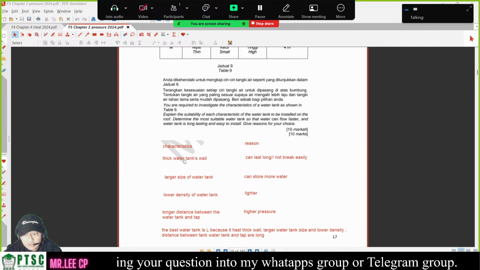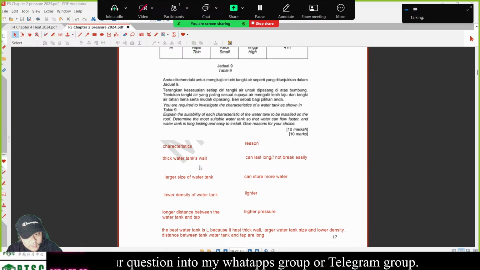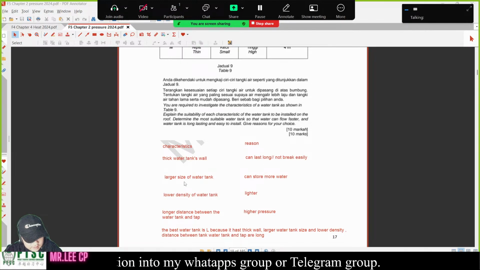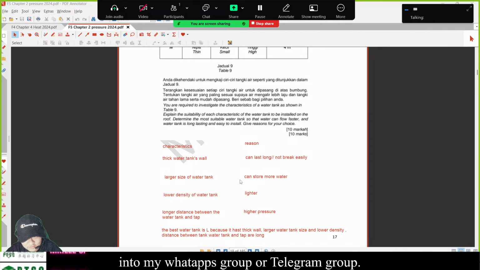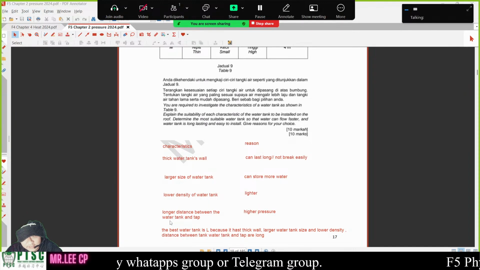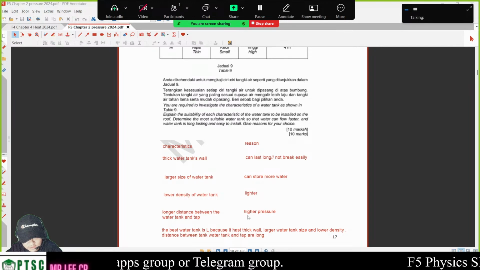So right, write it. Thicker, why? Can last long, not break easily. Large size of the water tank, can store more water. Low density of water tank, lighter. Distance between the tap, it is longer, further, so higher pressure, L.